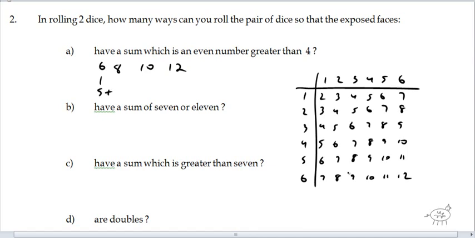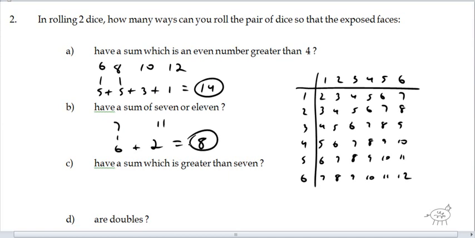And I count the number of 8s. There are 5 8s. Count the number of 10s. There are 3 10s. Count the number of 12s. There's 1 12. So I wind up getting 14. Pretty easy. Have a sum of 7 or 11. Again, you count the 7s. There are 6. So this is 7 and 11. There are 6 7s. And there's 2 11s. So there's 8 possibilities. Pretty easy.